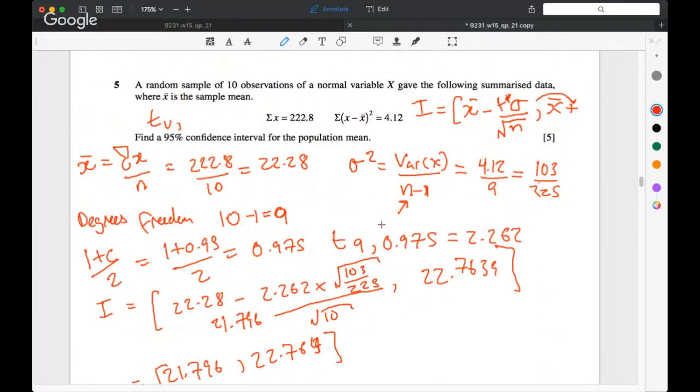I'll get it up here now. Not that one. Not that one. Was it that one? Yeah, it's this one. So T9 and then 0.975, 2.262. Yeah, it's a bit of a kerfuffle, but we've got that now.